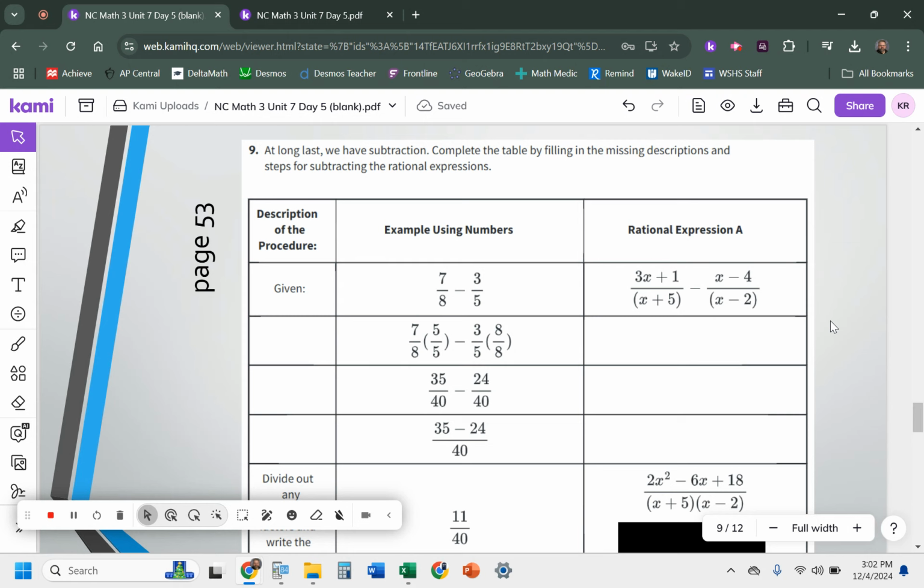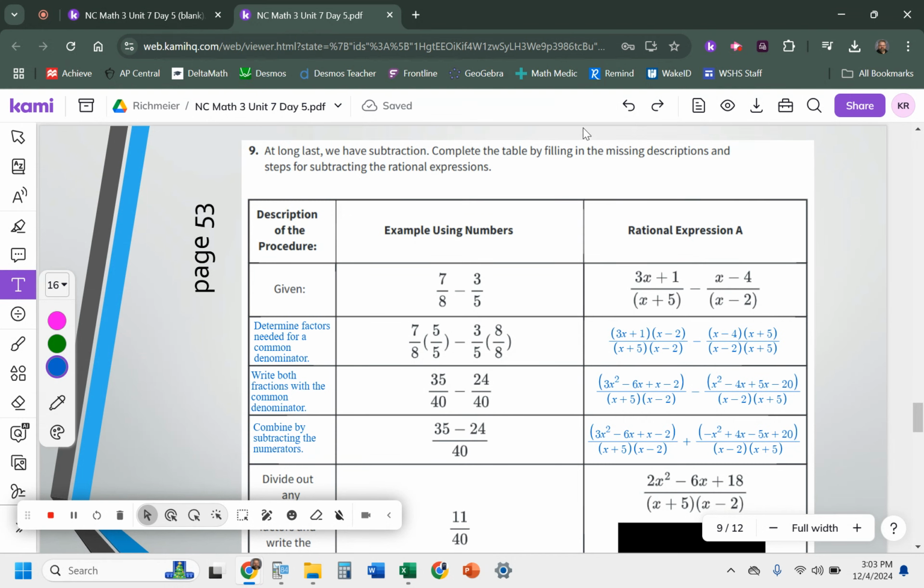What I'd like you to do right now is turn to page 53 in your workbook and complete the table here in number 9 to the best of your ability. So pause the video, complete the table, and then we'll come back and check to see how you did. All right, so you've completed the table. We're going to take a look at the completed table and see how you did.